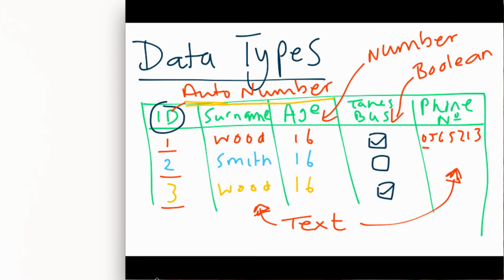So at the minute I've discussed in this video 4 different data types. Auto number, where it creates a unique number for you automatically. Number is a data type which allows us to put a whole integer, a number in that field. Boolean, which is a yes or no, 0 or 1, a true or false, and text, which allows numbers and characters.